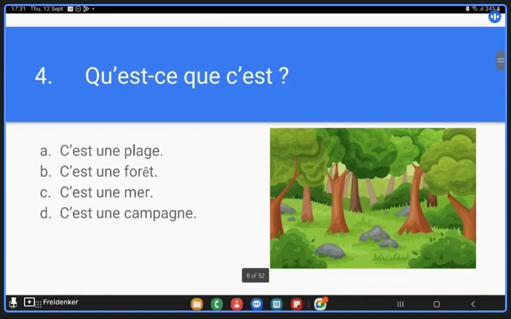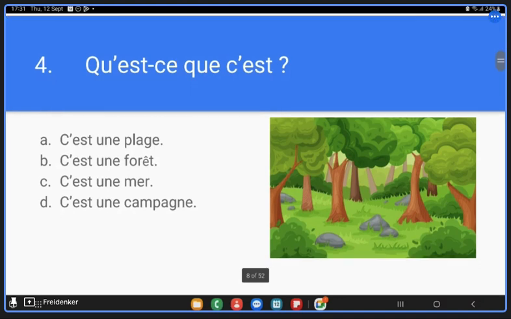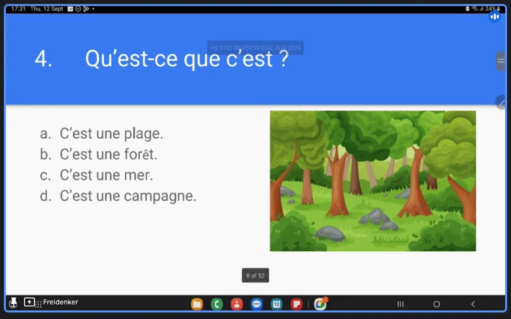Qu'est-ce que c'est? Qu'est-ce que c'est is a very standard expression. You might want to know it. It literally means what is this that it is, but the translation is what is this, for objects. So when you want to know what an object or non-living thing is, you ask this, qu'est-ce que c'est. Option A is c'est une plage.